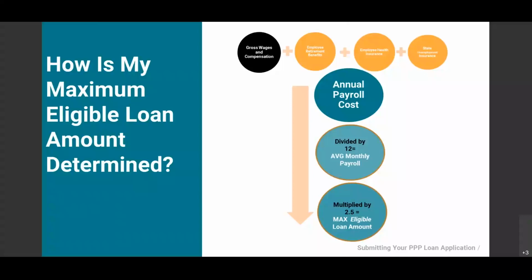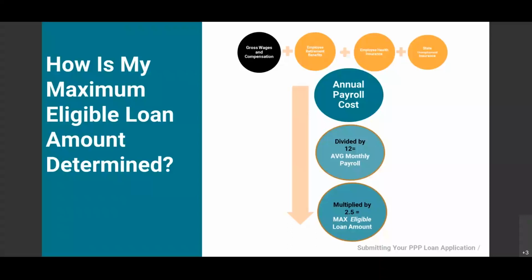And this is something you will see when you're filling out your application when it asks you for the loan information. That average monthly payroll amount is then multiplied by 2.5 to give you your eligible loan amount. So this is the formula for determining how much you are eligible to borrow through the PPP plan.